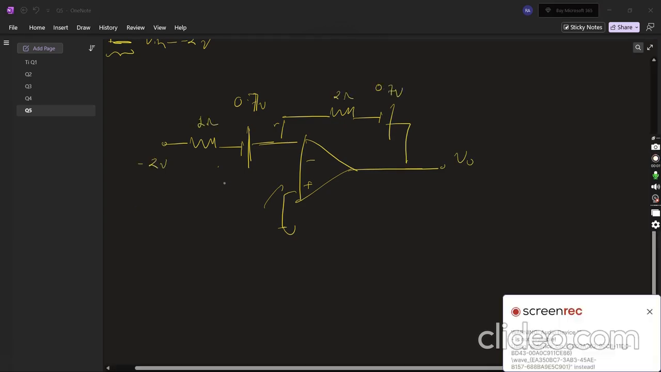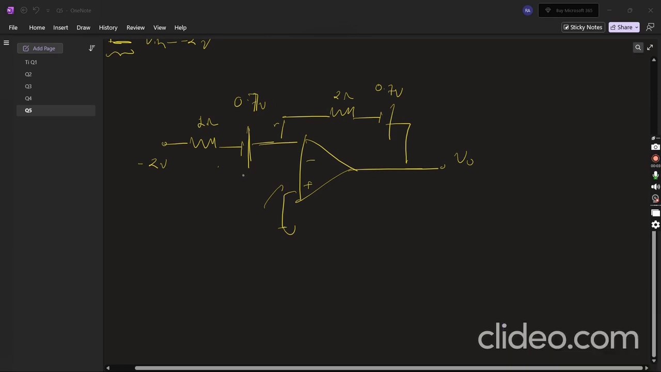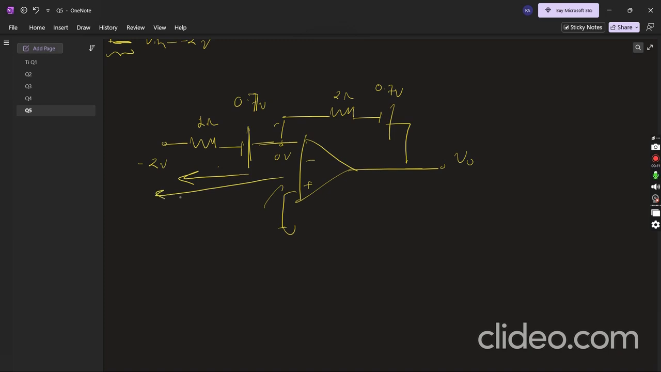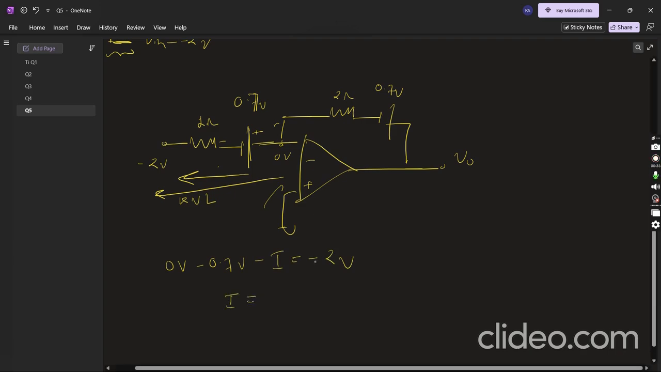Now current will flow in this direction. This is at 0 volt. So in this path apply KVL. Going from 0 volt, higher to lower, so minus 0.7 volt. Current will flow in this direction, so I equals minus 2 volt, so I becomes 1.3 ampere for this case.